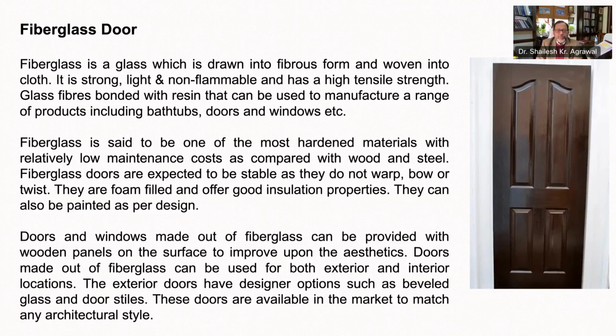Fiberglass doors are expected to be stable as they do not warp, bow, or twist. They are normally foam filled and offer good insulation properties. They can also be painted as per design. Doors and windows made of fiberglass can be provided with wood panels, as you can see in this picture, on the surface to improve upon the aesthetics. Doors made of fiberglass can be used for both exterior and interior locations.